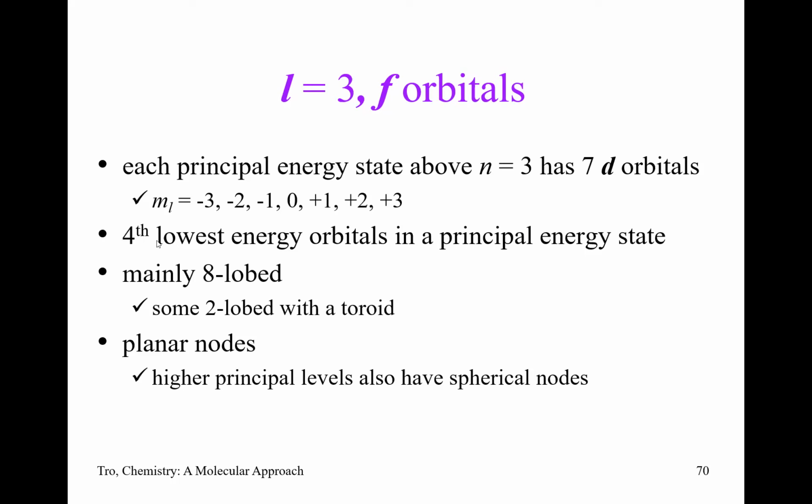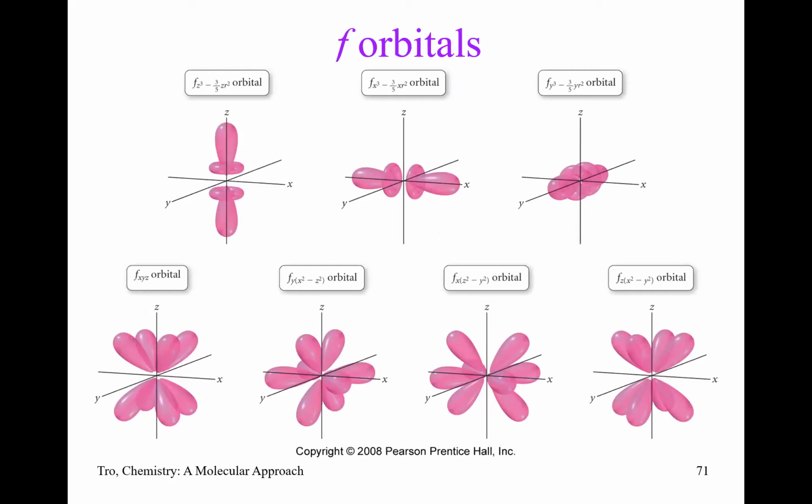Okay. And we've moved along, fourth lowest energy. And not too surprisingly, now it's kind of done the same trend, right? We went from the spherical ones to 2 lobes to 4 lobes. Now these ones are mostly 8 lobed, but it gets more complex with a toroid. A planar node just means that it's not just one point like it was before, but that there's a whole plane where there's no electrons. Okay.